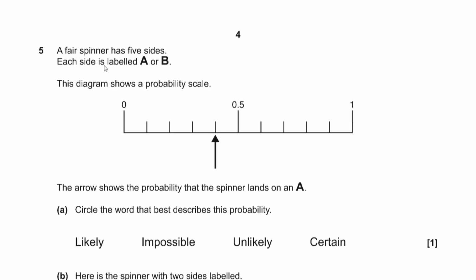Question number 5. A fair spinner has 5 sides. Each side is labelled A or B. This diagram shows the probability scale. The arrow shows the probability that the spinner lands on an A. Part A, circle the word that best describes this probability. Well, here we have an even chance. Anything closer to 1 is likely, anything closer to 0 is unlikely. So in this case, we have unlikely.